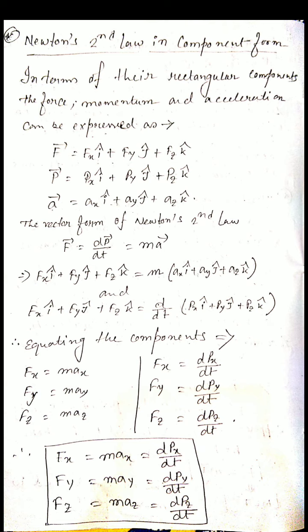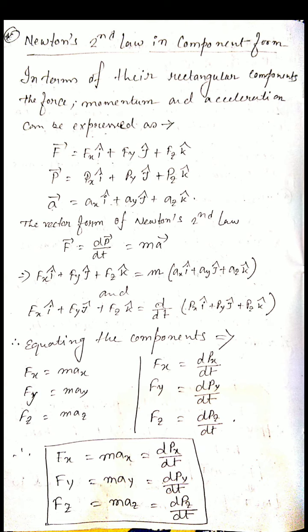So the vector form of Newton's law: F vector equals m into a vector, or equals dp vector by dt. We can write this equation in two ways: one, F equals m into a, and another, F equals dp by dt. First, if we consider F equals m into a and put the expressions of F and a in terms of rectangular components, we get Fx i hat plus Fy j hat plus Fz k hat equals m into Ax i hat plus Ay j hat plus Az k hat.